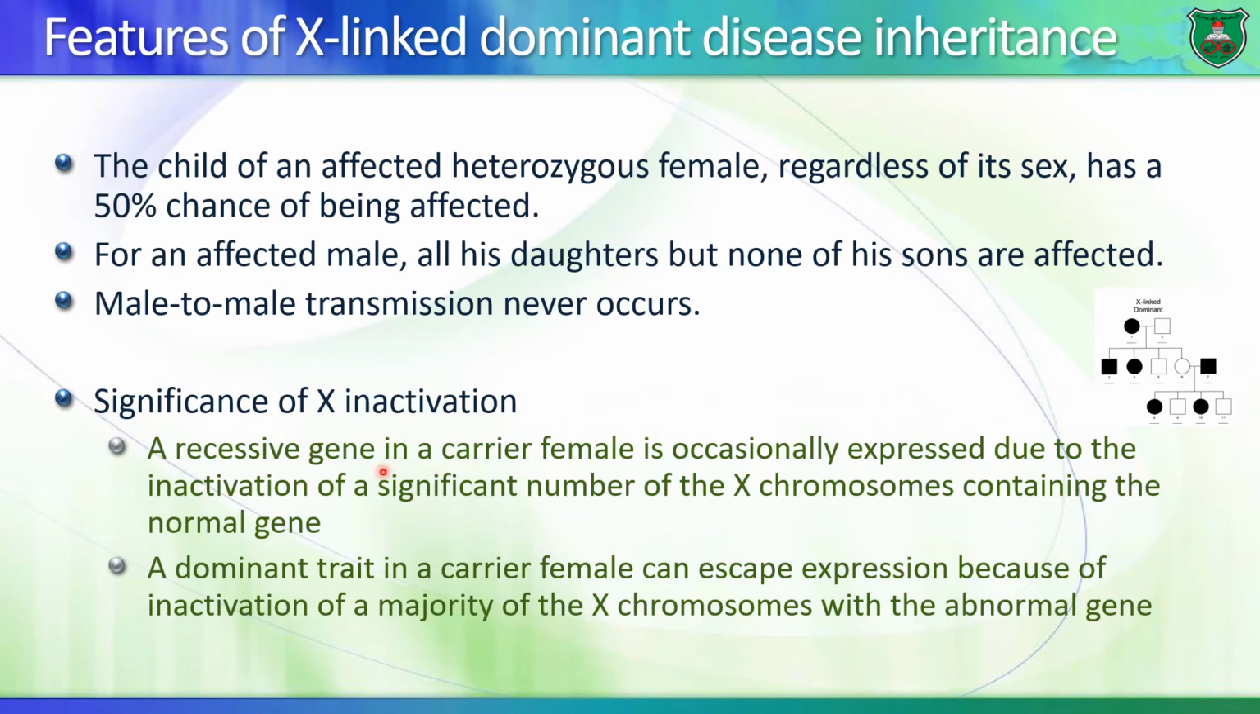So again, this illustrates the significance of X inactivation. That is, a recessive gene in a carrier female is occasionally expressed due to inactivation of a significant number of the X chromosomes containing the normal gene. A dominant trait, by the way, in a carrier female, this female can escape expression of that disease. Why? Because the faulty gene might be located on the inactive X chromosome.